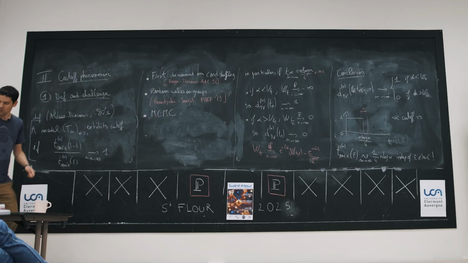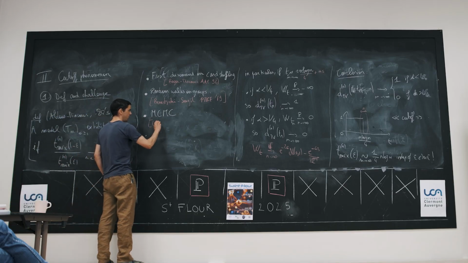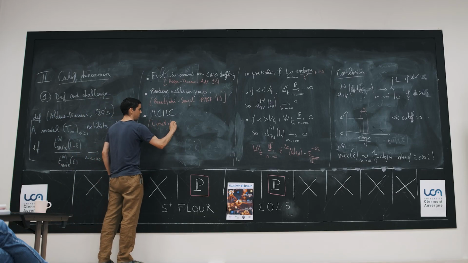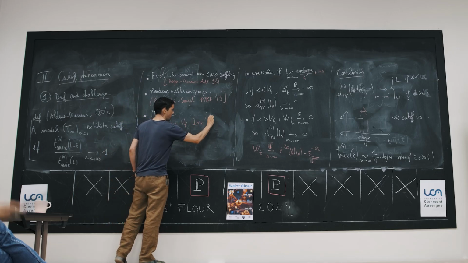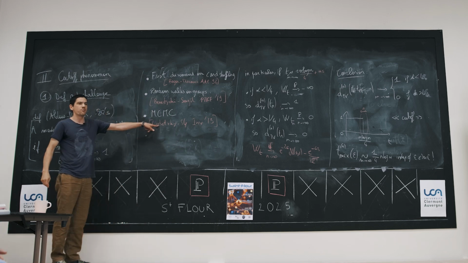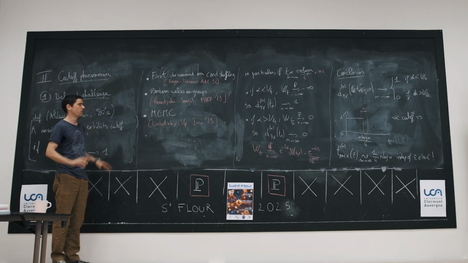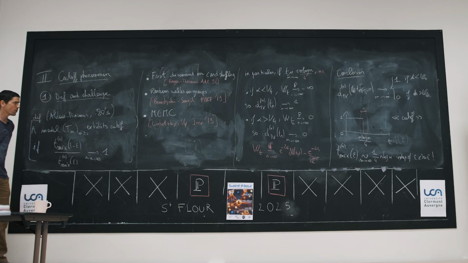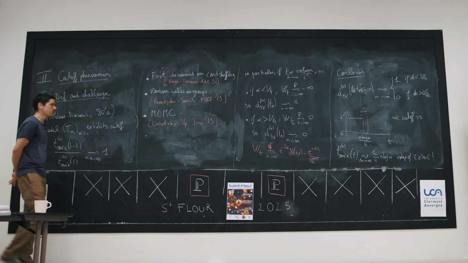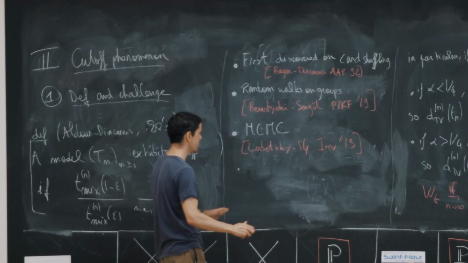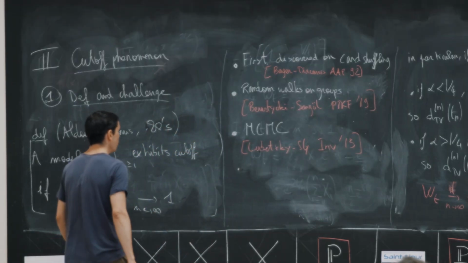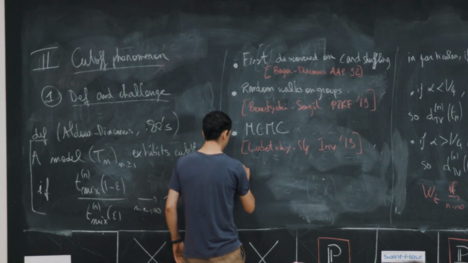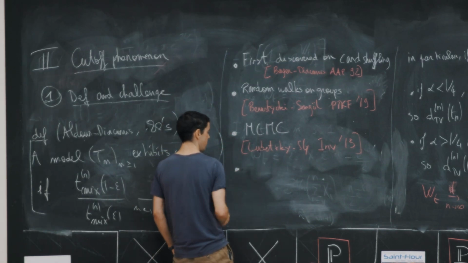So here, the best paper I can think of is one by Lubetzky and Sly. It's Inventiones 13, where they prove cutoff for the Glauber dynamics for the Ising model on grids. So it's a fantastic paper that really uses very fine properties of the Ising model on lattices, and it's a wonderful paper. But again, it's just one example. There are many other examples of cutoff in this category.